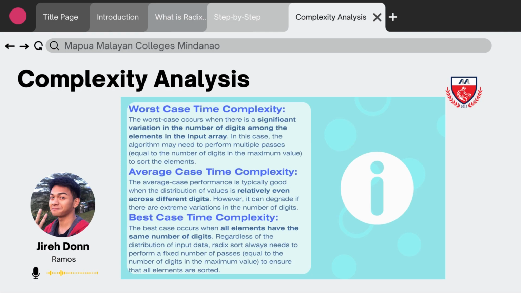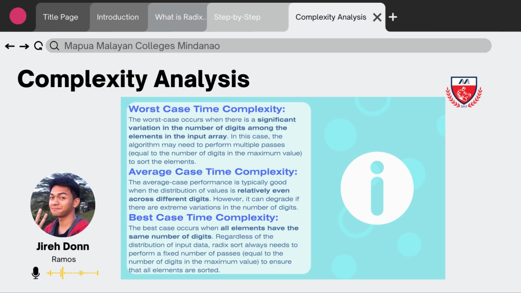So here we have its worst case time complexity, where it will occur when there is a significant variation in the number of digits among the elements in the input array. In this case, the algorithm may need to perform multiple passes to sort the elements, which would be equal to the number of digits in the maximum value.